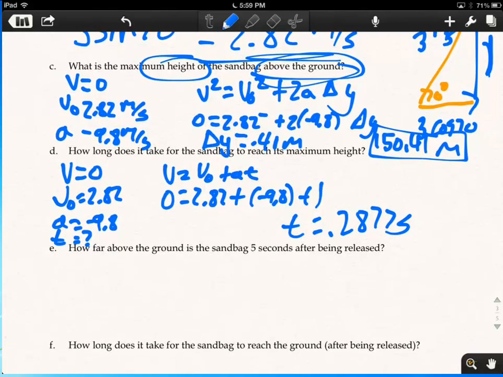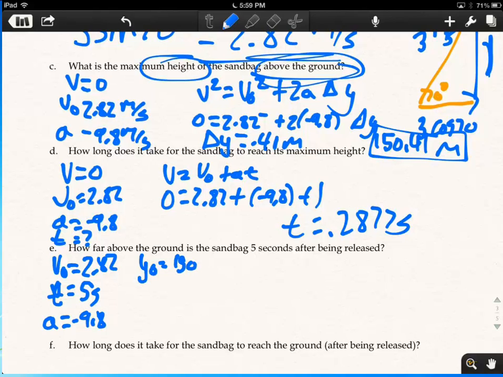How far above the ground is the sandbag 5 seconds after being released? This is still in the y direction. V naught in the y direction was 2.82. V, we don't know. We know a time, 5 seconds. We know an acceleration is negative 9.8. We know our starting position was 150 meters, and all we want is our final. So the second equation works spectacularly for this.